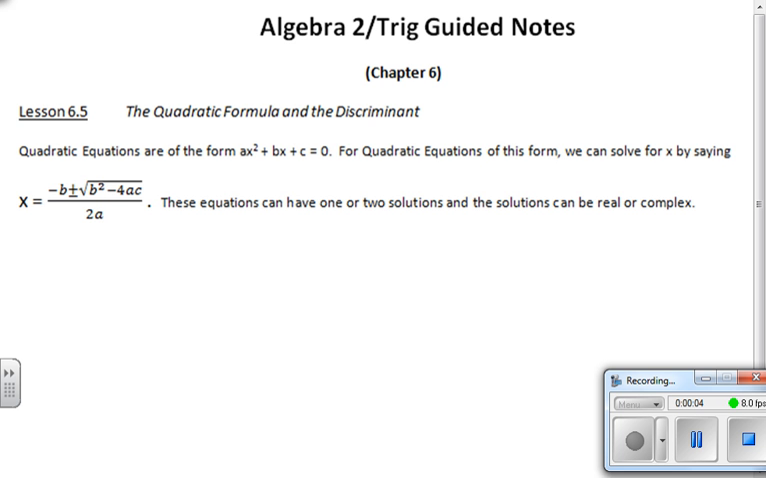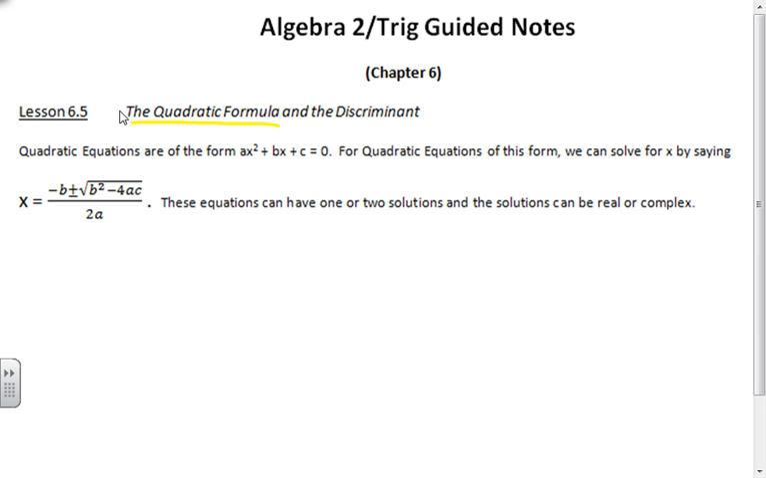Lesson 6.5 is all about the quadratic formula and specifically about the discriminant. Now we'll get to the discriminant later and talk more about what that is. Right now we just want to focus on the quadratic formula and what exactly it is.